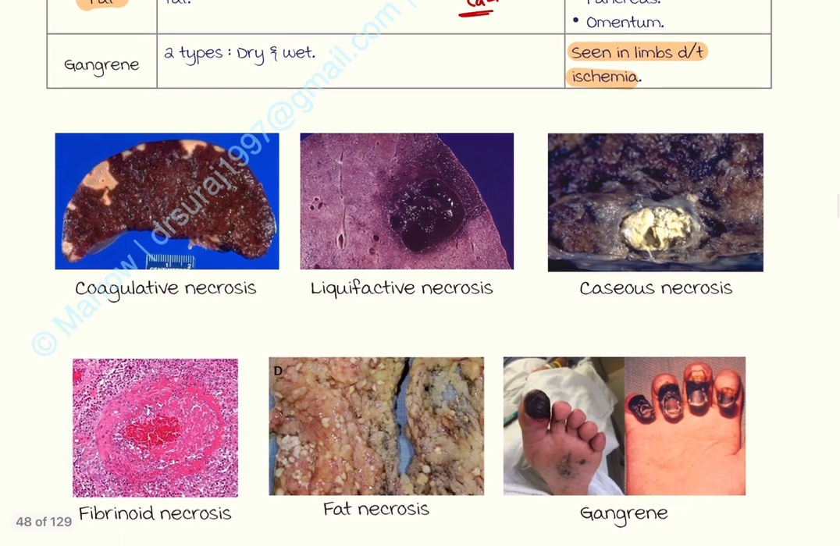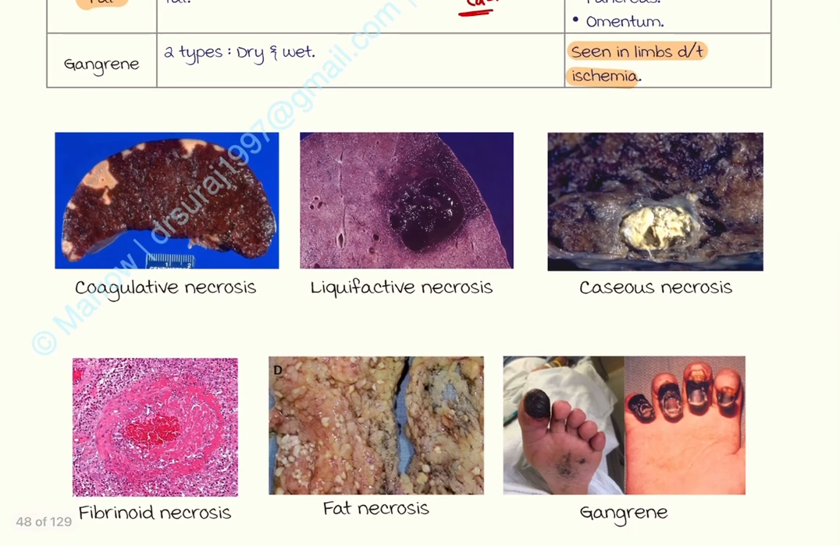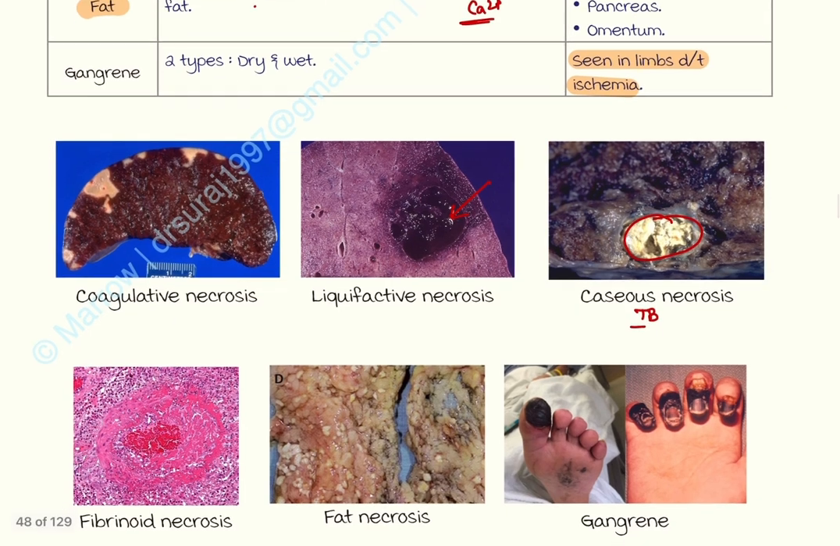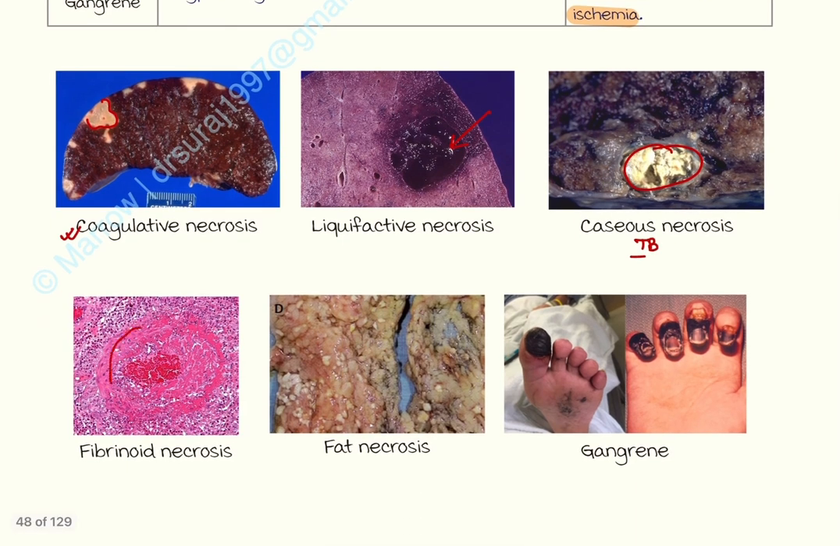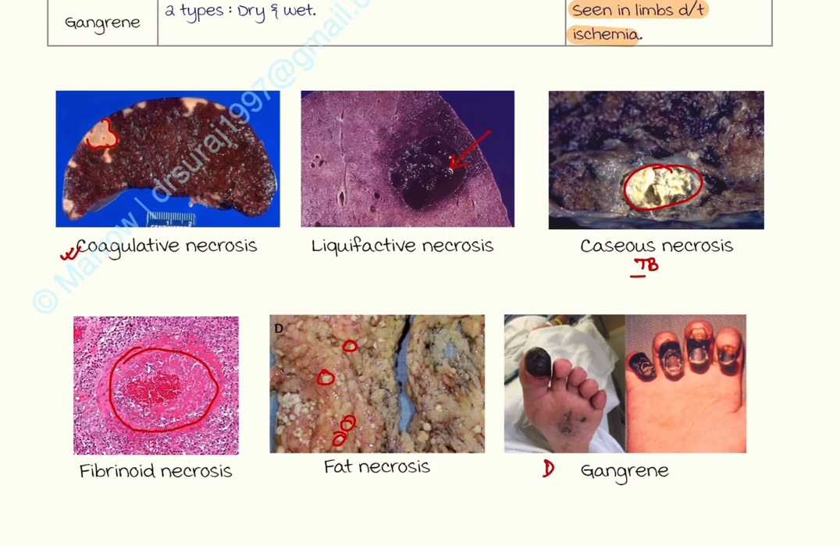Okay, so you can see this is coagulative necrosis, the liquefactive material. You can see this is cheese-like material, so this is seen in TB, histoplasmosis, etc. This is coagulative necrosis that you can appreciate. Well-defined margin is preserved here. This is an artery and arteriole. You can see this hyaline-like deposition, that is fibrinoid necrosis. This is chalky white deposition, that is fat necrosis, and this is dry gangrene. You can see it in the distal limbs and digits.